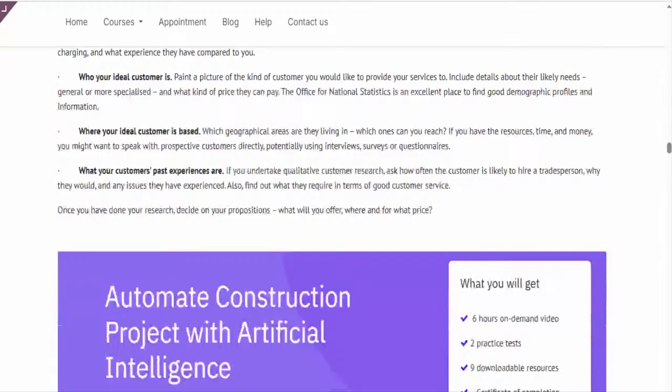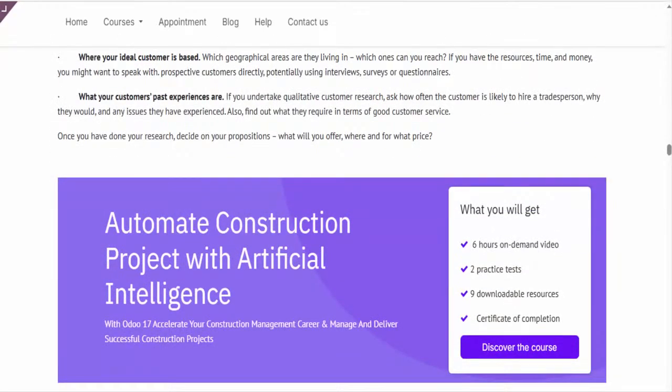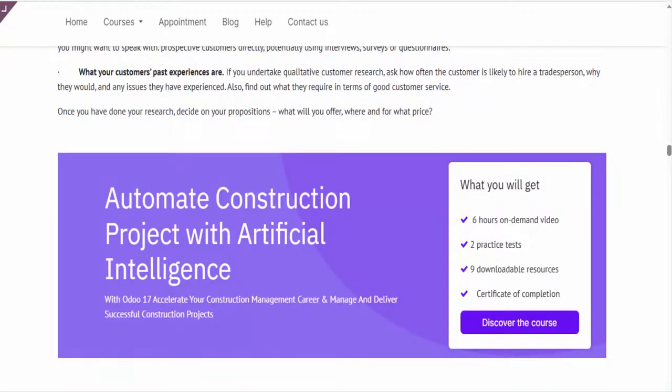If you undertake qualitative customer research, ask how often the customer is likely to hire a tradesperson, why they would, and any issues they have experienced. Also, find out what they require in terms of good customer service. Once you have done your research, decide on your propositions. What will you offer? Where and for what price?